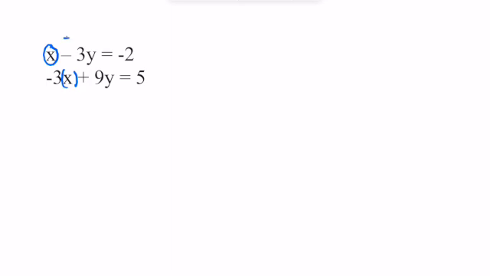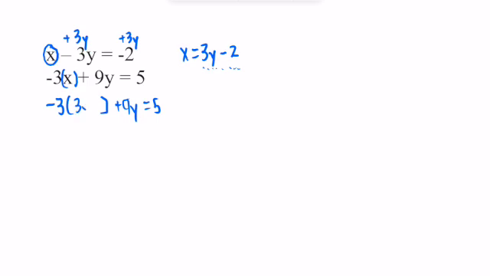To get x in the first equation by itself, we would add 3y to both sides, leaving us with x equals 3y minus 2. When we substitute for x in the second equation, we would have negative 3 times a parentheses plus 9y equals 5. And in that parentheses, we would put 3y minus 2.